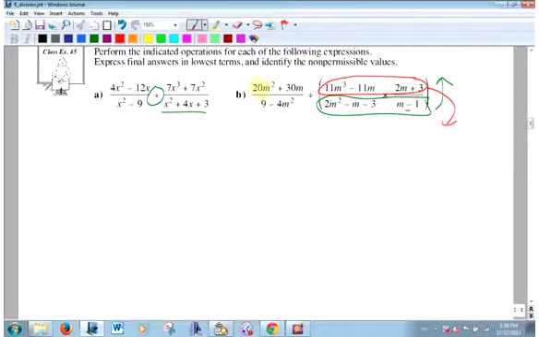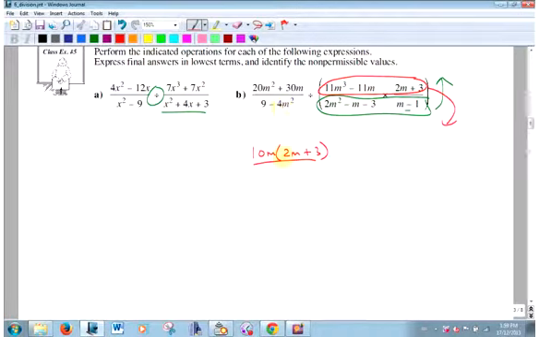Let's start with that. What can I do with 20m squared and 30m? I could take 10 out. I could take an m out. So let's start there. That goes in there, 2m plus 3 times. Okay, might as well work the bottom. It looks like we got quite a bit of work going on.